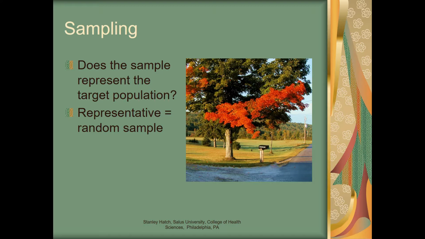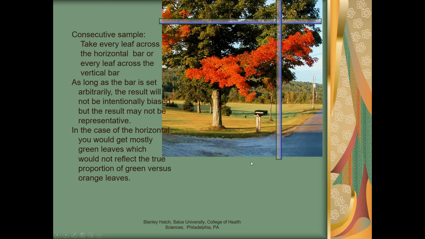I'm going to use one of my favorite trees from down the road that just happens to change colors at a different rate between certain branches, as well as it just plain being kind of pretty. So let's suppose our task is that we want to sample leaves from this tree. There are many ways we could do this. We could take a consecutive sample. For example, we could just take a line across the tree horizontally and take every leaf across left to right.